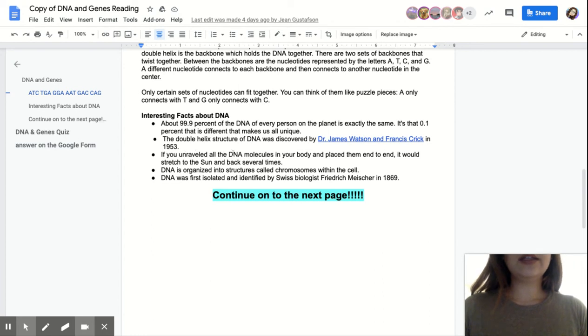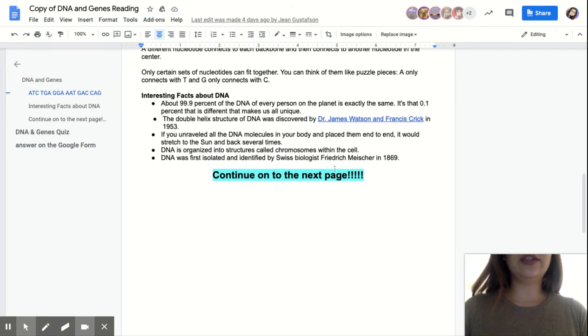The double helix structure of DNA was discovered by Dr. James Watson and Francis Crick in 1953. If you unravel all the DNA molecules in your body and place them end to end, it would stretch to the sun and back several times. DNA is organized into a structure called chromosomes within the cell. DNA was first isolated and identified by Swiss biologist Friedrich Miescher in 1869.